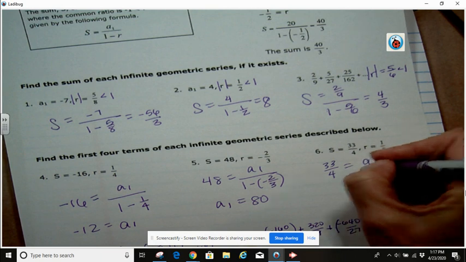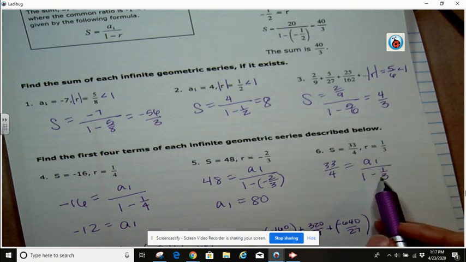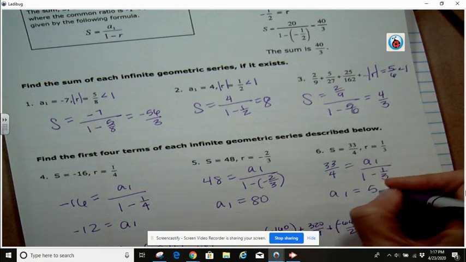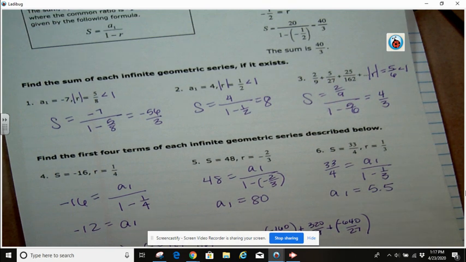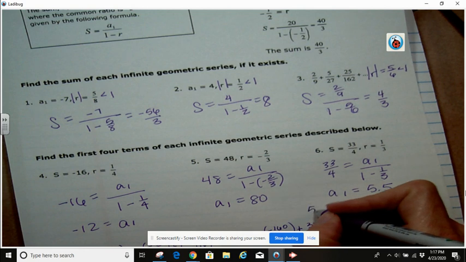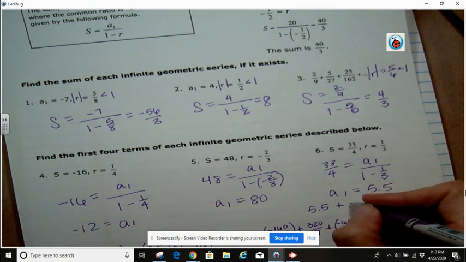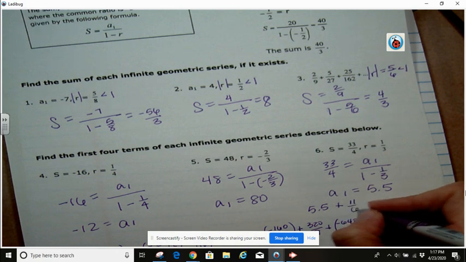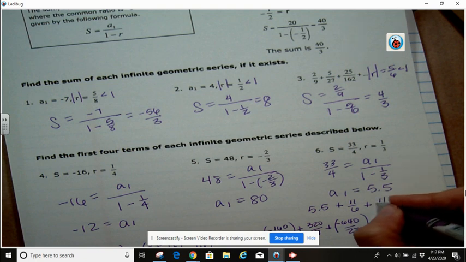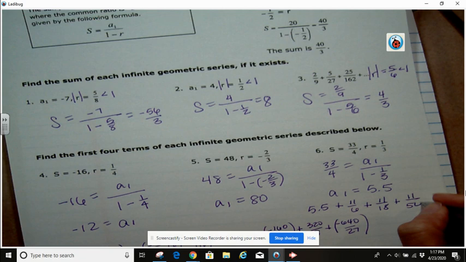Last one. 33/4 equals a sub 1 over 1 minus 1/3. So this denominator equals 2/3. You multiply both sides by 2/3. You get a sub 1 equals 5.5. So then you can write your terms: 5.5. Multiply that times 1/3, you get 11/6. Multiply times 1/3, you get 11/18. Multiply by 1/3, you get 11/54.